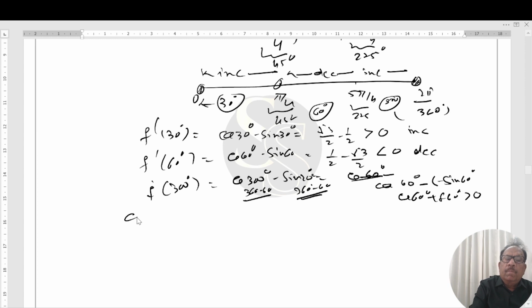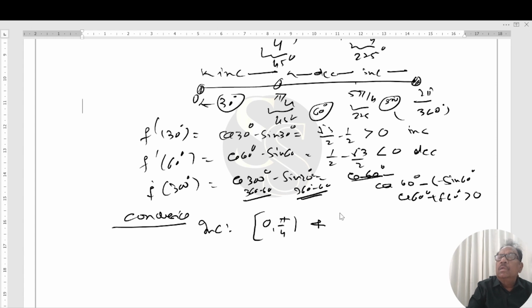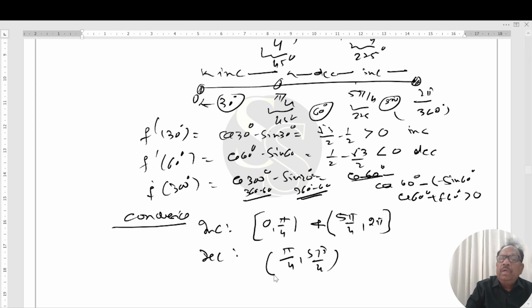Now, the number line is clear. So the conclusion: increasing on 0 to pi by 4, this interval is closed, and 5 pi by 4 to 2 pi. Decreasing will be pi by 4 to 5 pi by 4. Right? I think this is clear in all respects.